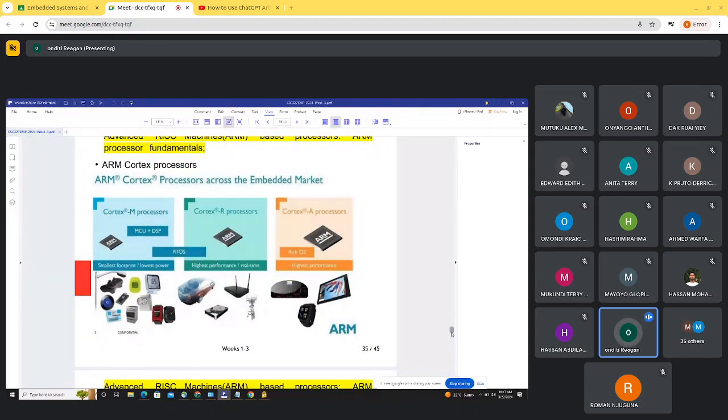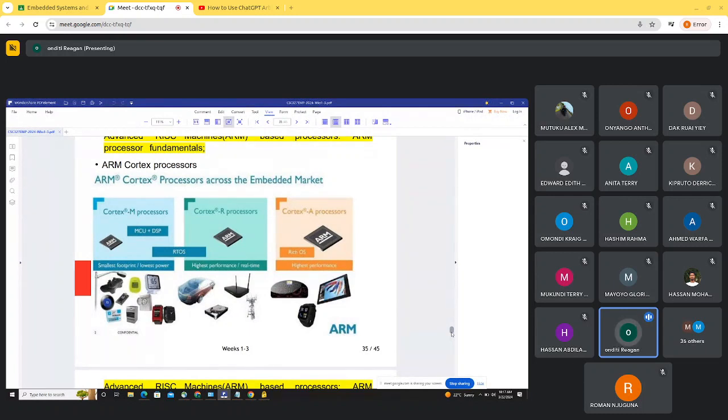So when you're buying these microcontrollers, you should be able to know which microcontroller you are buying. Am I buying the one that has the M processor? This basically does the M work, the embedded computing. Am I going to get one which is R? R is the one that does the real-time operations. And then we have the A, the application processor, which is for high performance.